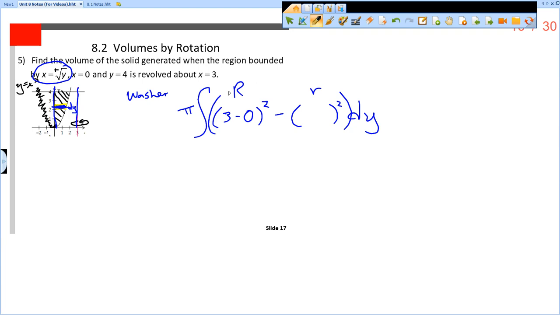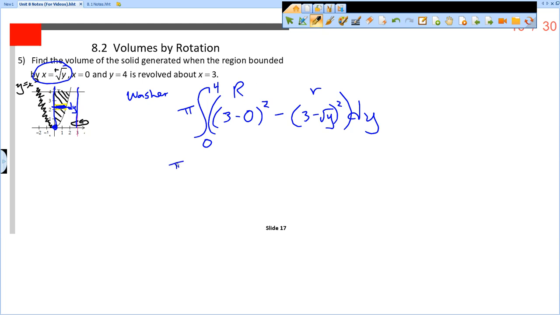So that's big R. Little r now is the distance that the nearer boundary of the region is to the axis of rotation. So how far is this root y from 3? Well, we're going to take 3 minus root y, all right? And that is how we evaluate that. All right, so now I'm integrating from what to what? Well, from the lowest y value, which is 0, to the highest y value, which is 4. So the integral from 0 to 4 of 3 squared minus the quantity 3 minus root y squared.